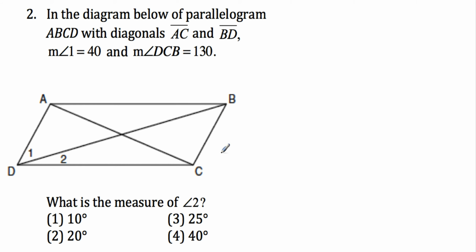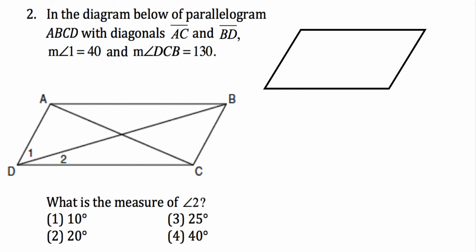How about number 2? In the diagram below of the parallelogram, now you see whenever we have a parallelogram here, you have to realize that the sum of two consecutive angles will be equal to 180. So if I call this one A, call this one B, then we know that A plus B is equal to 180. Now, DCB is 130, so this angle is 130. And angle 1 is 40. Since I don't know angle 2, let me call that X.